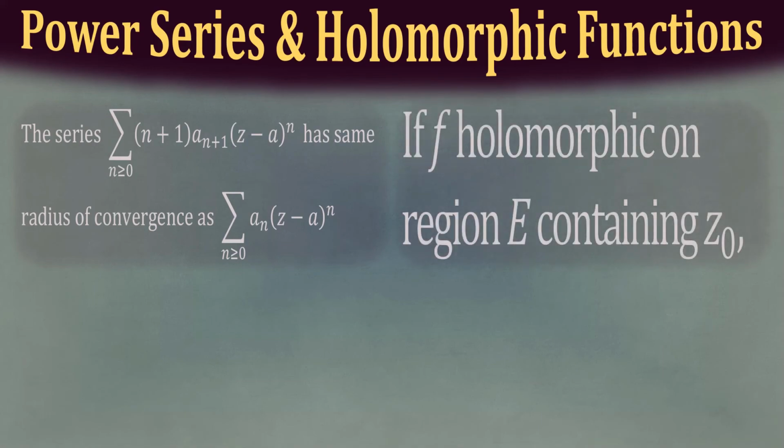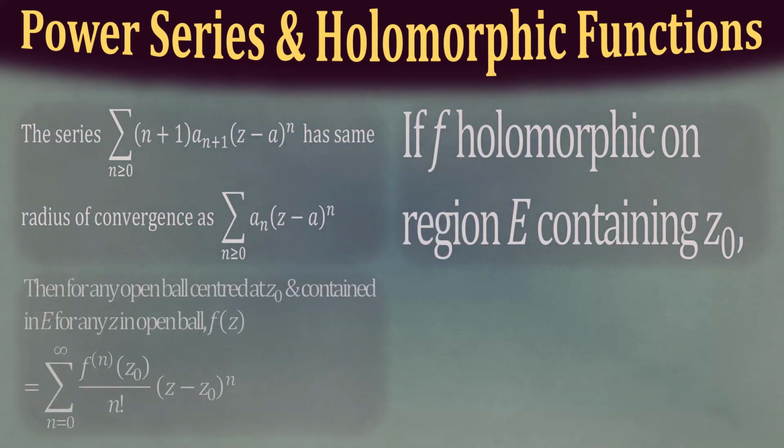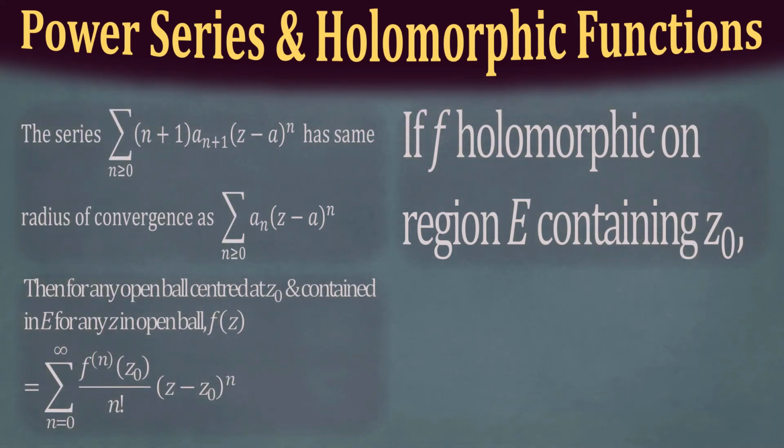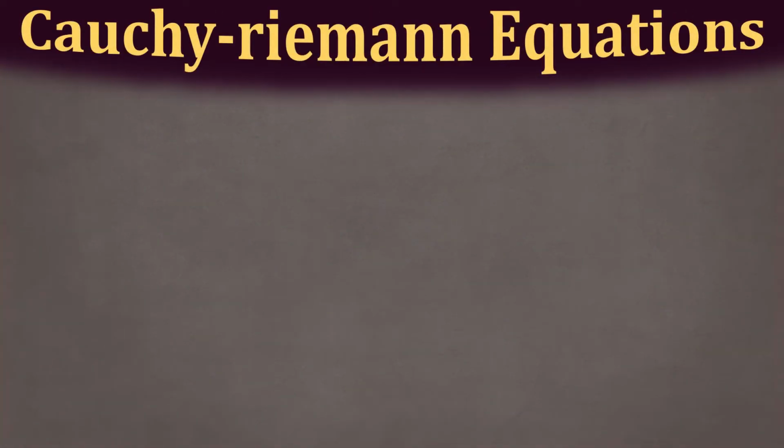Also, if f is holomorphic on the region E containing z0, then for any open ball centered at z0 and contained in E, we have that for any z in the open ball, f of z is equal to the sum from n equals 0 to infinity of the nth derivative of f at z0 divided by n factorial times (z minus z0) to the n. Now, let's move on to discussing the Cauchy-Riemann equations.